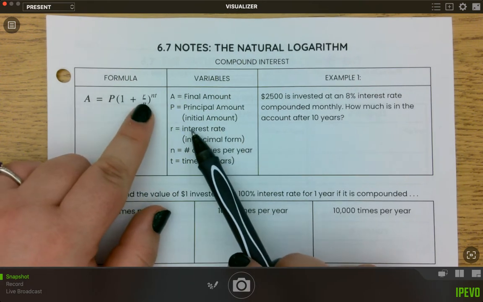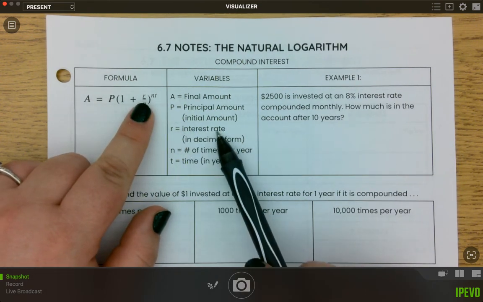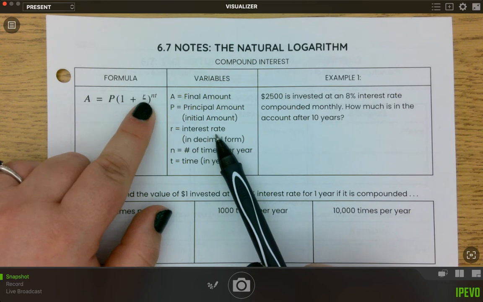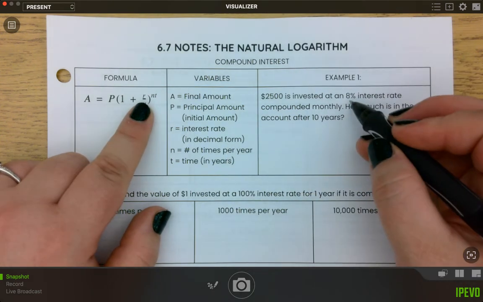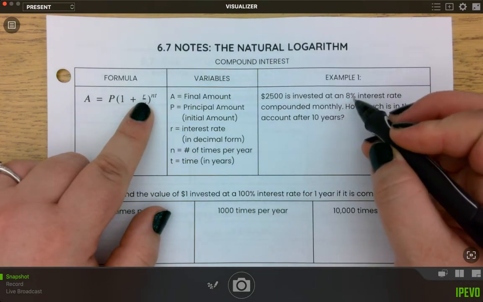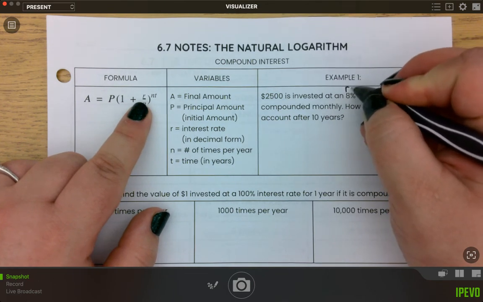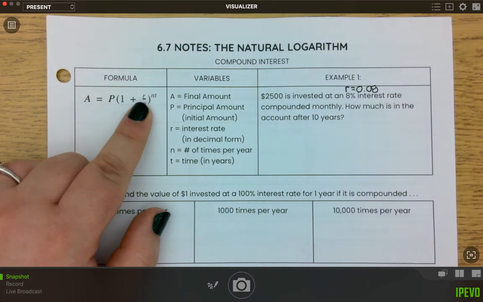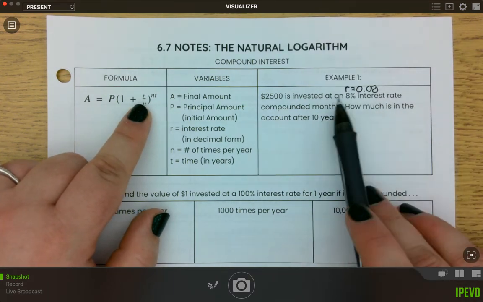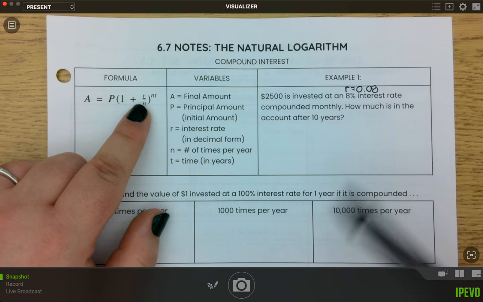Then you have the R. That stands for the interest rate. Just remember that when we do a rate inside of a formula, we want it to be in decimal form. What that means is, for example, on this one, it's 8%. That means that our R value is going to be 0.08. You have to divide this by 100 to get this. Okay.